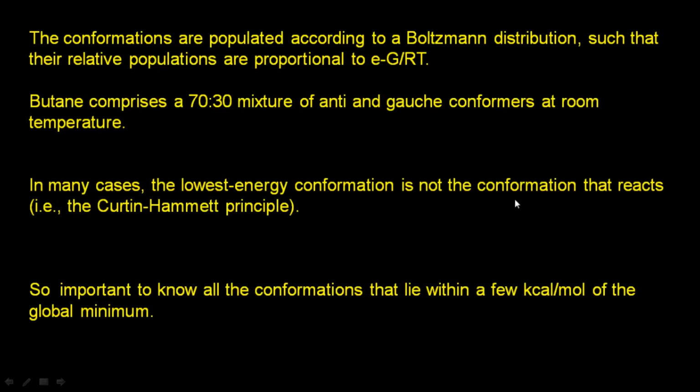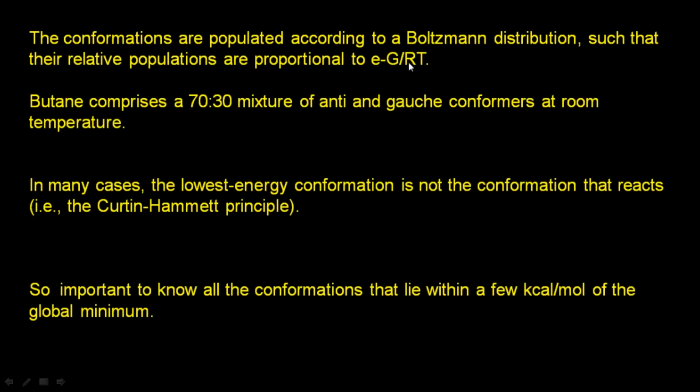So the biological reaction need not be from the lowest energy conformation, and there is a rule called the Curtin-Hammett principle. We will look at that. It is important to know all the conformations that lie within a few kilocalories, like I showed you in some of these examples. Do not stop with the minimum energy. We will look at conformations within plus or minus 2 kilocals. Look at all those conformations because they are populated according to this distribution. If the energy is higher you will have less of it, but still you will find some.